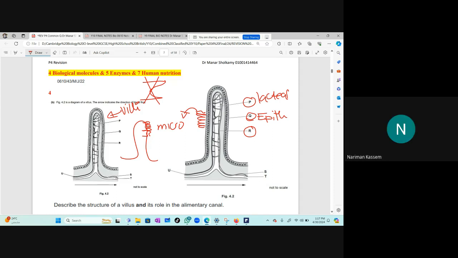Good. What is R? Capillaries. Yes, capillaries. If you notice that there is a change in color, this is coming from the artery, and this is going back to S. In case they ask you, but they won't. Even in this question, they didn't.